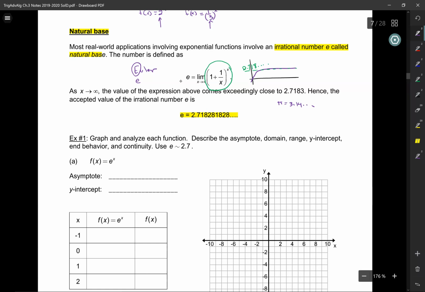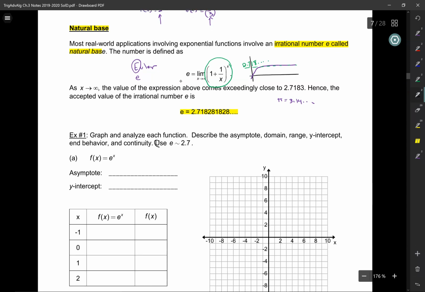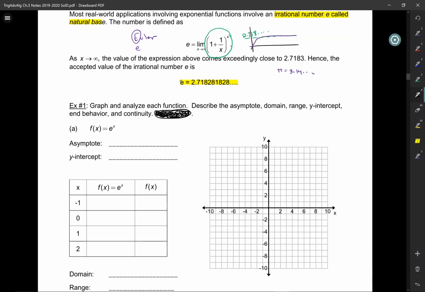And if you look here in the instructions, it says to use e equals approximately 2.7. Okay, so we never saw that. It was never there. We're going to ignore it. We never saw it. That's not what we're going to do. All right, so let's graph our very first one.